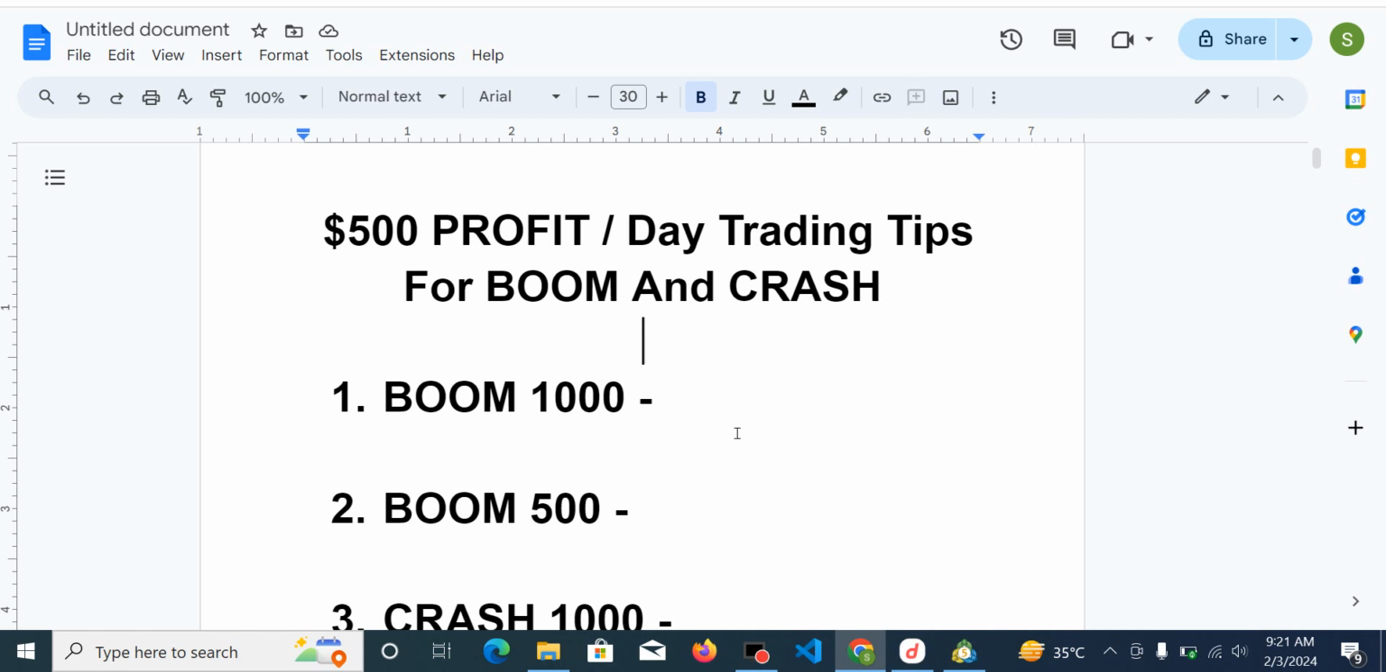As for the $500 profit per day, it all depends on your trading capital. The more your trading capital, the easier it is for you to achieve, and you can always grow your small trading capital into something reasonable. So guys, quickly let's go straight into what we have right here, starting with boom 1000.